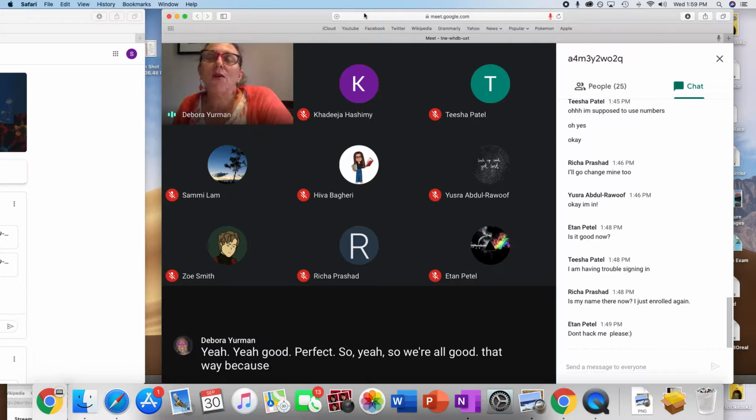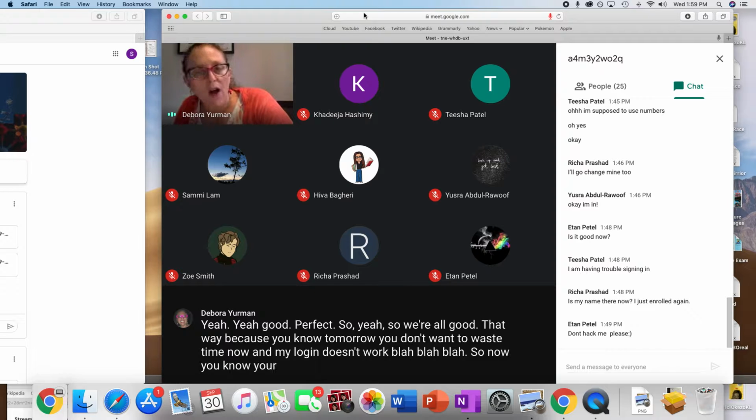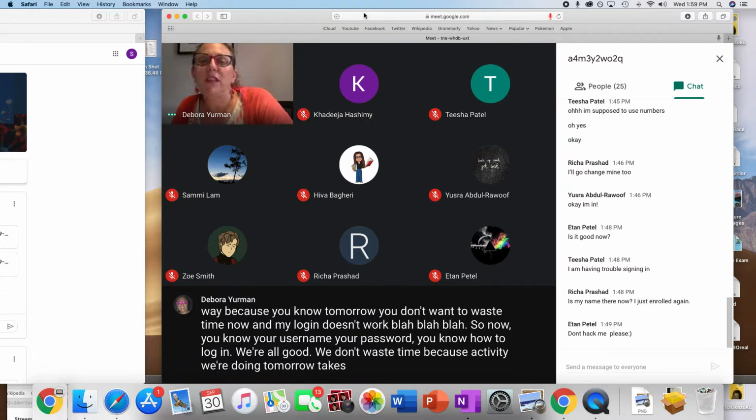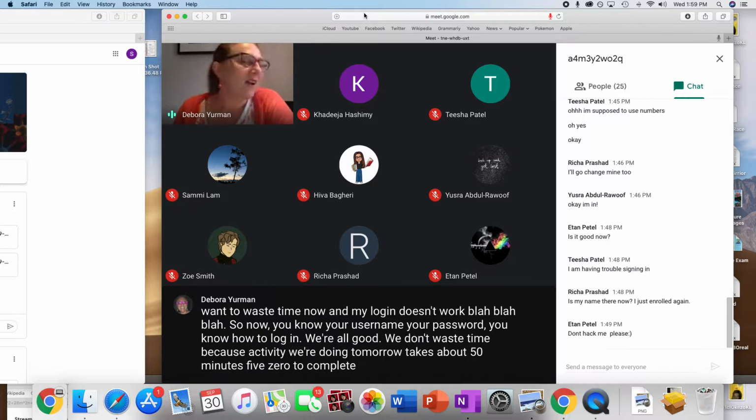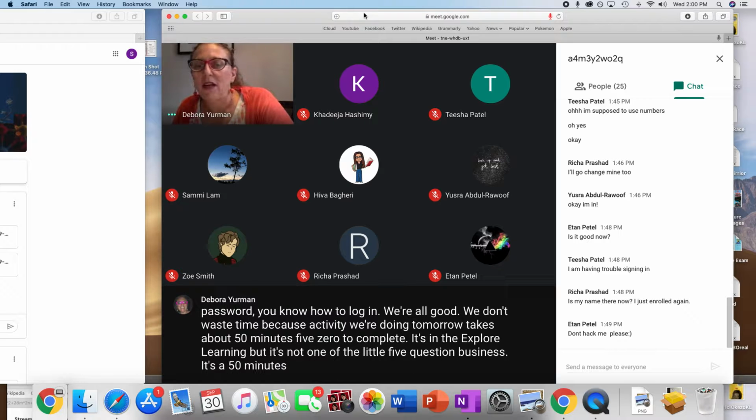Because tomorrow you don't want to waste time with "my login doesn't work," blah blah blah. So now you know your username, your password, you know how to log in, we're all good, we don't waste time, because the activity we're doing tomorrow takes about 50 minutes to complete. It's in Explore Learning, but it's not one of the little 5-question gizmos. It's a 50-minute activity.